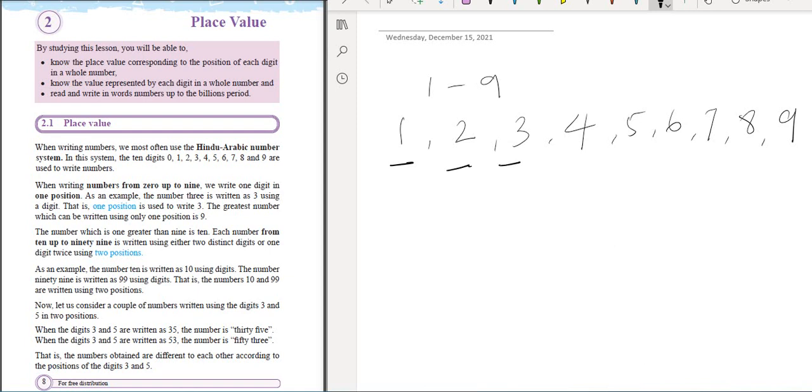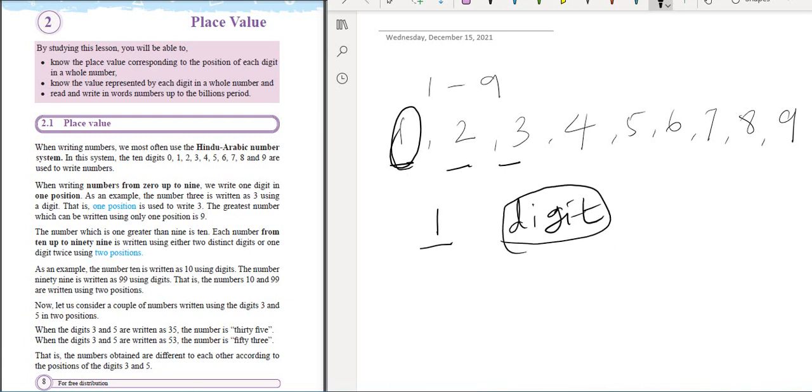For 1 to 9, we take only one position, so it is called a digit. It's one digit. So we now learn what a digit is. Because we are taking only one position, one place to write one number, from 1 to 9, it is called one digit.